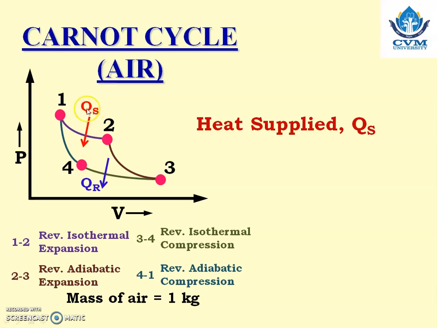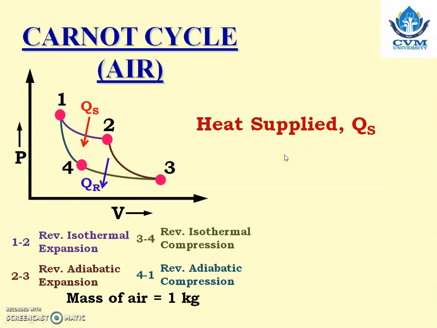Heat supplied. Now heat is supplied during which process? Let us see. It is 1-2 process. Process number 1-2 is reversible isothermal process. Now what is the equation to find out the work done during isothermal process? Now this equation we have already studied and derived in the chapter properties of gas.